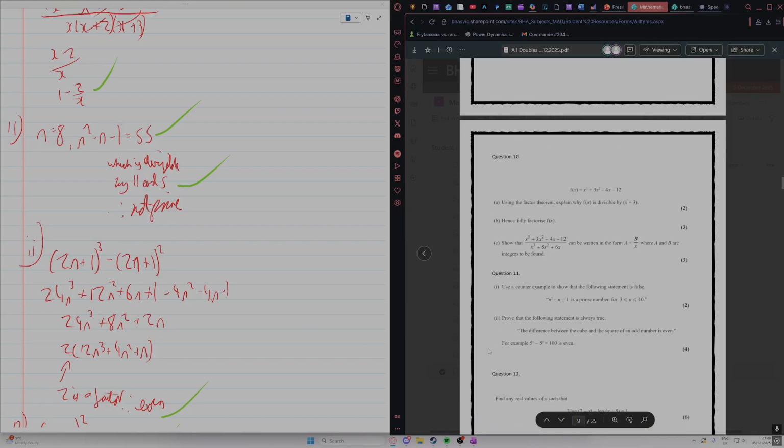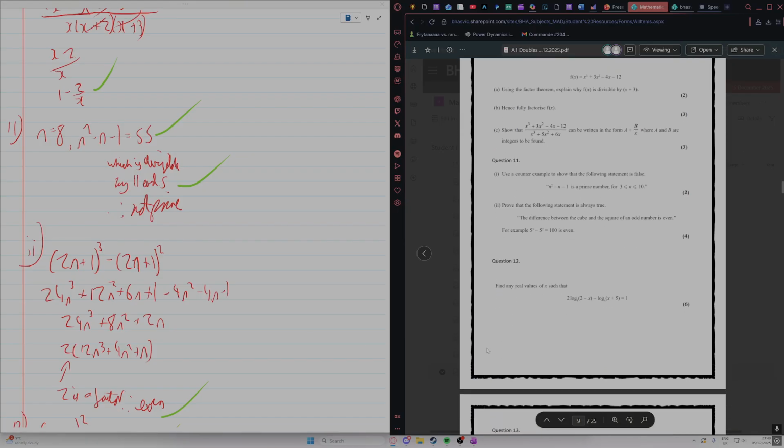Next we have some proof. This is taking a lot longer than usual because there's so many questions. Use a counterexample, sure. Then the difference between the cube and the square of an odd number is even, where you do the cube of an odd number, take away the square of an odd number, simplify it, and there's your answer because 2 factorizes out.